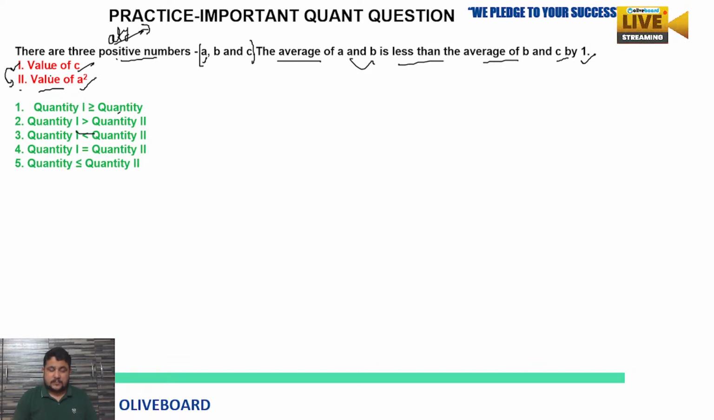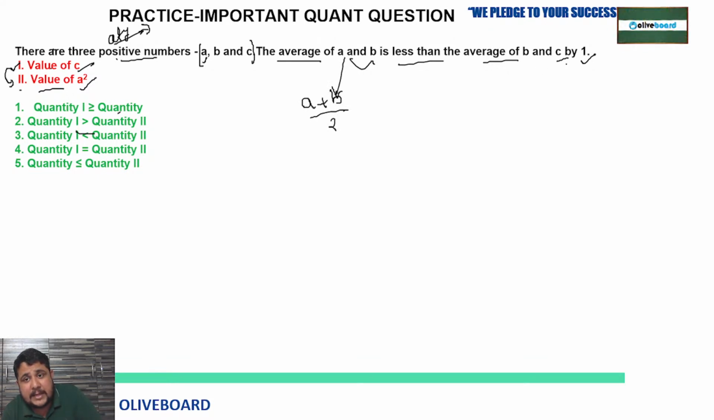Just see now. What is given? There are three positive integers a, b, c. The average of a and b, so that is going to be (a plus b) by 2. The average of a and b is less than the average of b and c by 1. So b and c's average is what? (b plus c) by 2. So we can say that (a plus b) by 2 is equal to what? (b plus c) by 2 minus 1. This is what they are saying.